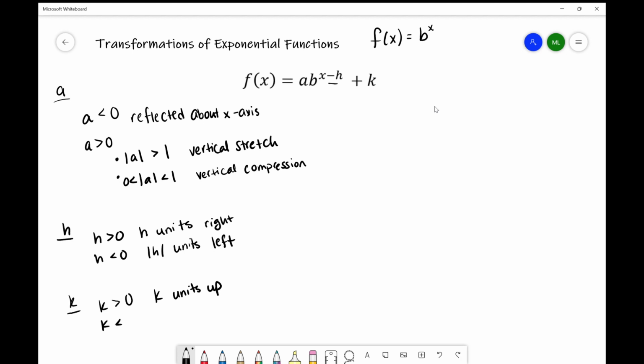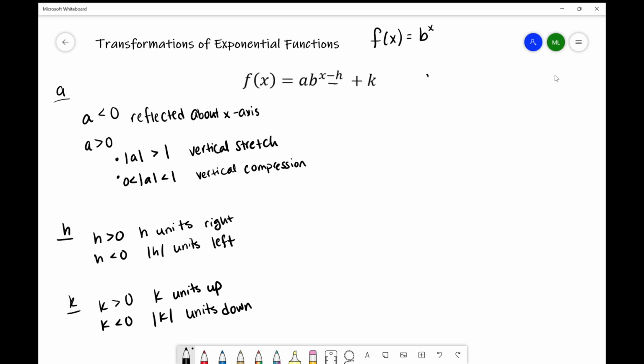Now if k is less than 0, again, put that in absolute value because that's how many units I'm going to count down. Right, so this is a shift down and up. So k is the up and down shift, h is the right and left shift, a is the reflection, and it's a vertical stretch or a vertical compression. I want to do an example of an exponential function that has these transformations.